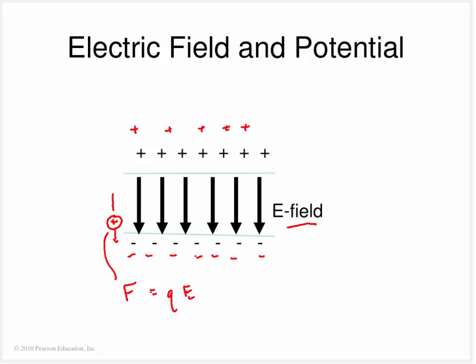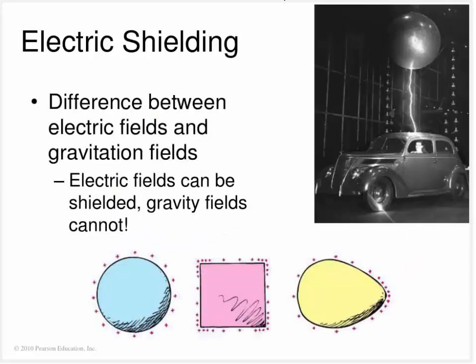I have to do some work to lift this one up in potential. So this may be a potential of 10 volts, and this might be a potential of 0 volts. You can think of this as something like 10 meters tall, and this as the ground. It takes work to lift something up. Once we've lifted something up, if we release it, it's going to go down. It's going to go from high potential down to low potential, just like it would go from a higher gravitational potential to a lower gravitational potential.